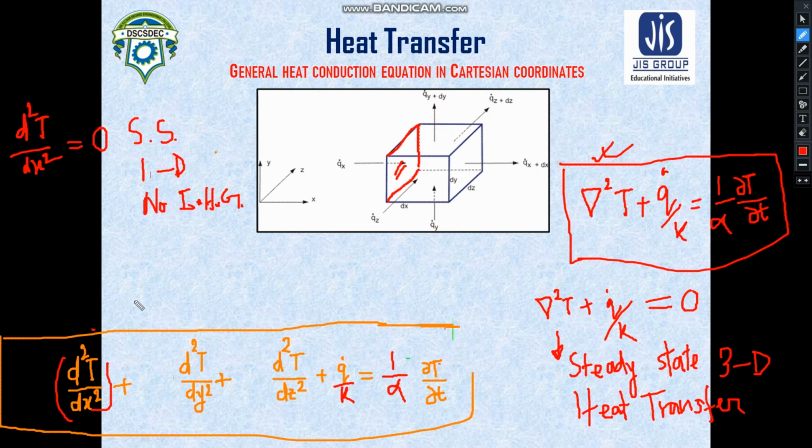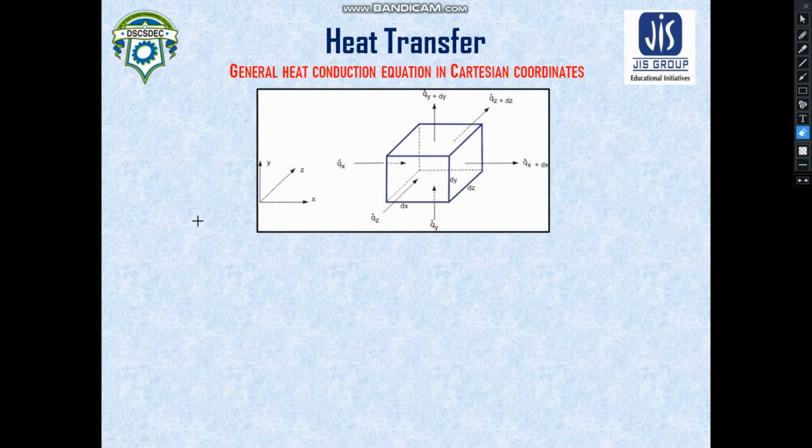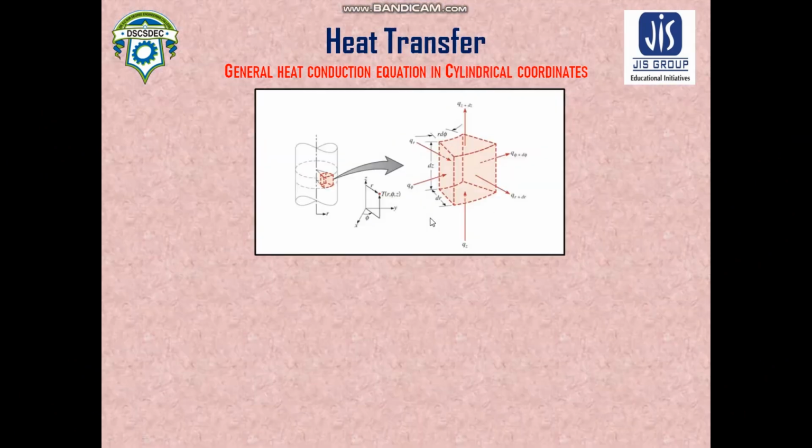Okay, so we have dealt with the different cases and conditions of this general heat conduction equation in the Cartesian coordinates, and now we'll be investigating the same formula, but expressed in different coordinates. So we'll see how this same formula changes along with the changes in the coordinates. So we shall be discussing this general heat conduction equation in cylindrical coordinates. So just give me some time, I will write the equation here.